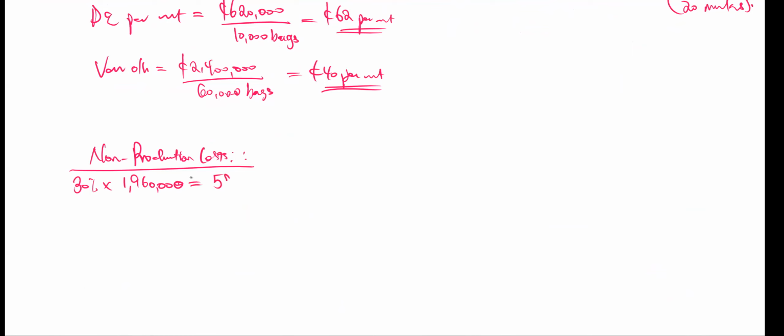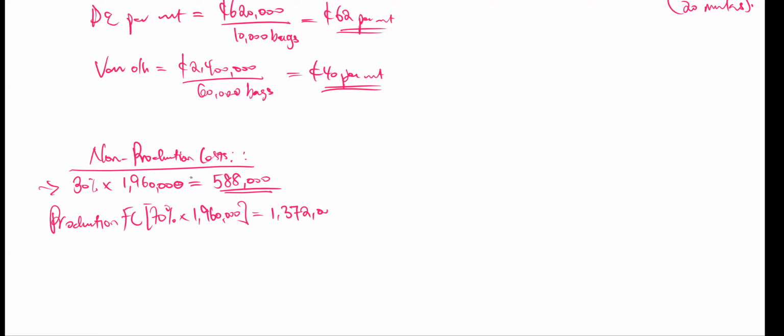588,000. So we've gotten this. That means this is non-production fixed cost. That means production fixed cost will be how much? That one will constitute 70%. Yes, sir. Total. This one is non-production. It means that the 70%, 1/3. That is how much? 1,372,000. So now we have the information that we need, right?